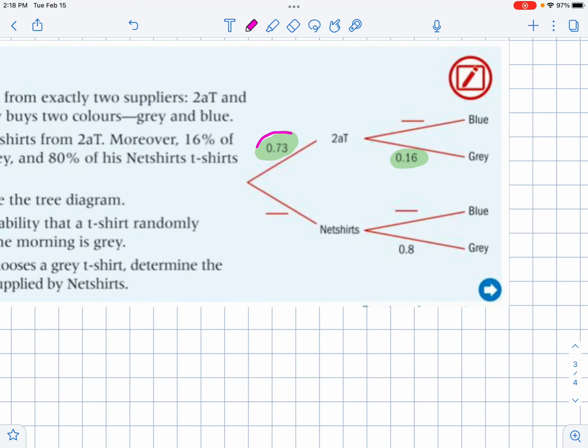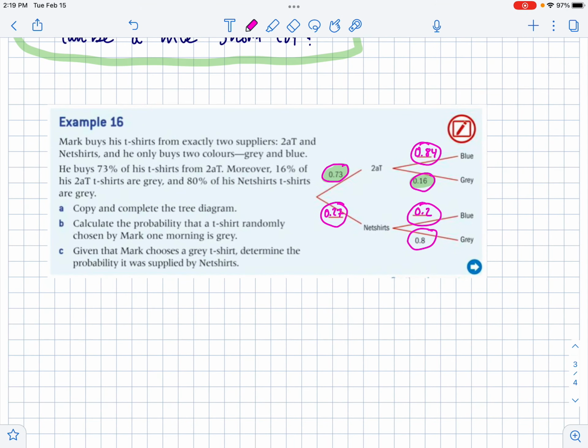Well, first things first, all of these, like this and this, are complementary events, so they have to add up to 1. So if you take 0.73 off of 1, you get 0.27. Same thing with these 2 situations, that both of those have to add up to 1. So subtract 0.16 off of 1 and you get 0.84. Same thing with these 2 right here, that this would have to be 0.2 because they have to add up to 1.